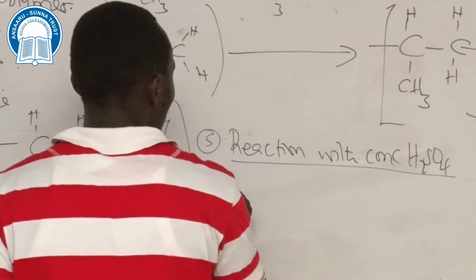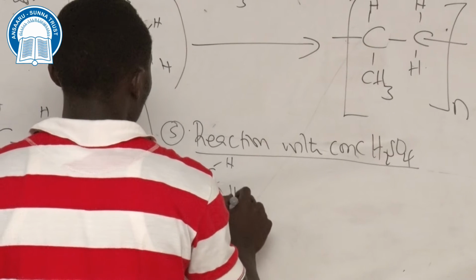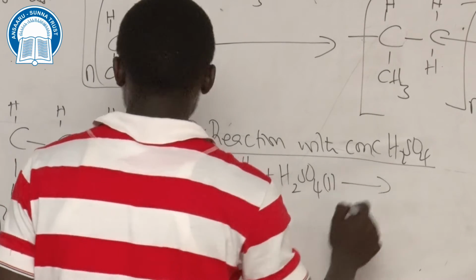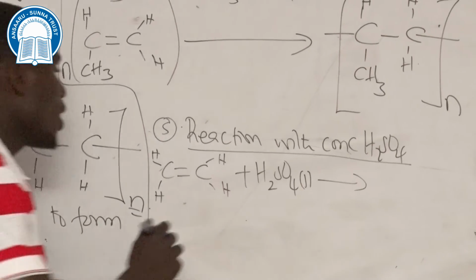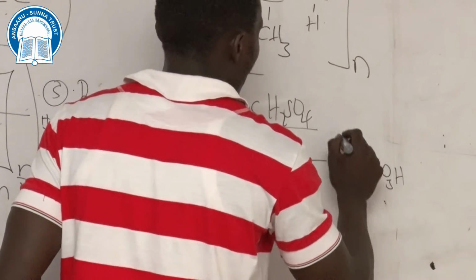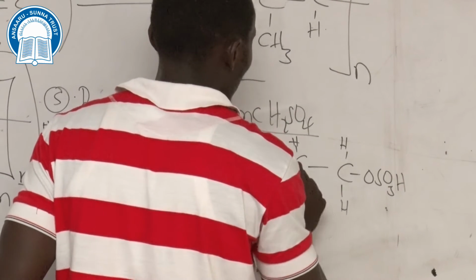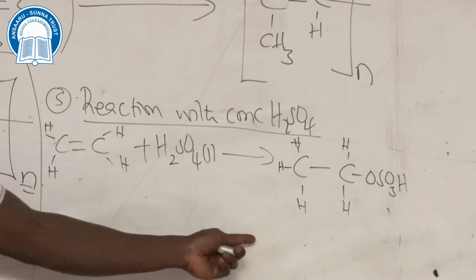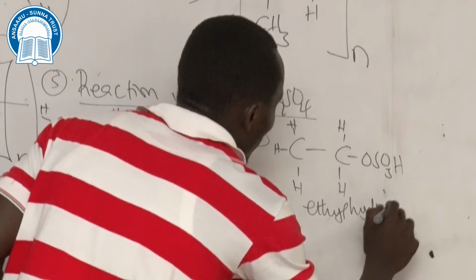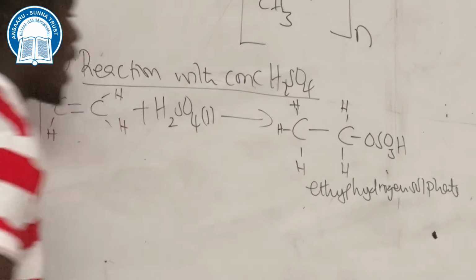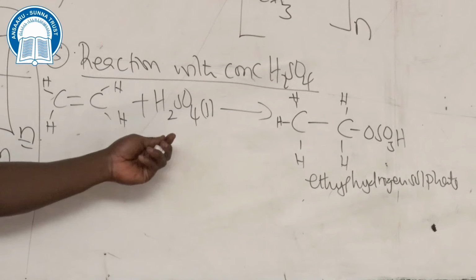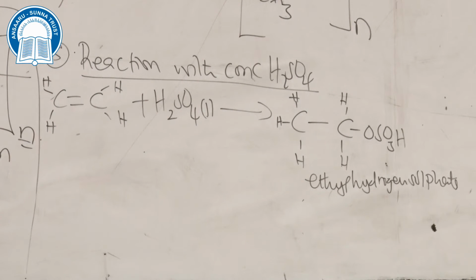So if we have here ethene, which is C double bond, that is hydrogen, hydrogen, hydrogen, hydrogen, we are reacting it with concentrated sulfuric acid. We get ethyl hydrogen sulfate, which is going to be C2H5OSO3H. This one here, hydrogen, hydrogen, that is hydrogen, hydrogen, hydrogen. So we name this one as ethyl hydrogen sulfate. If we use propene, we get propyl hydrogen sulfate when we react it with concentrated sulfuric acid.